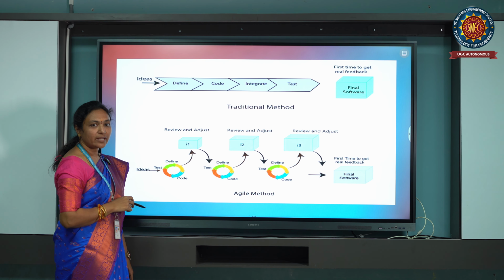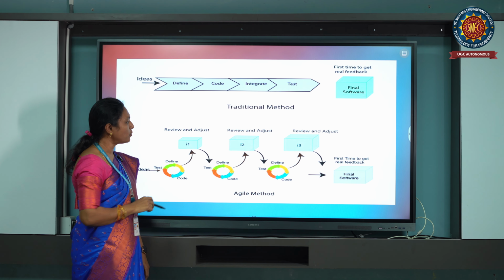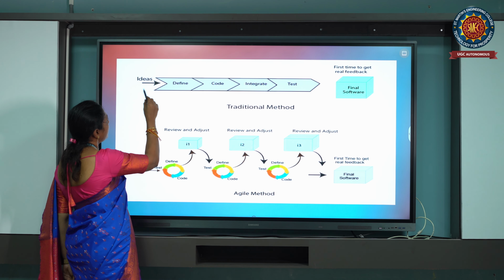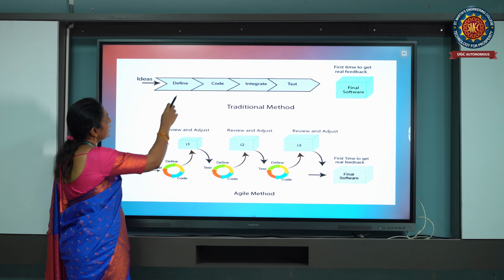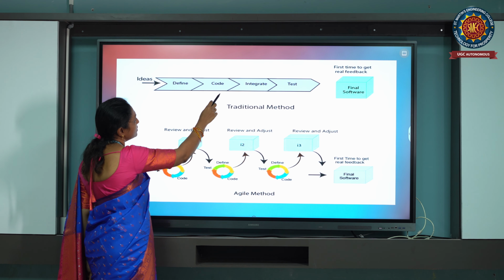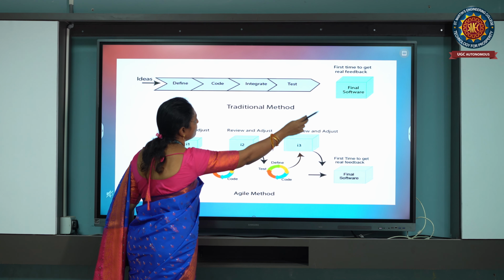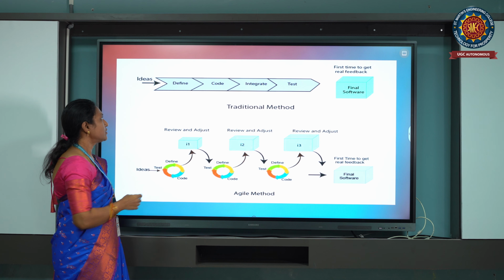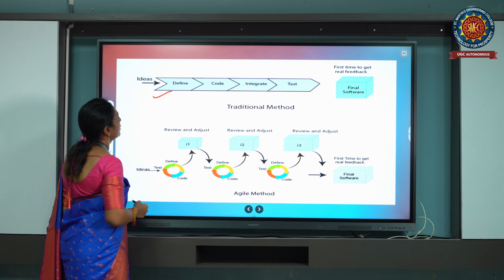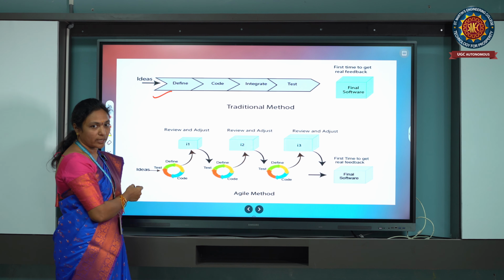This diagram shows a very clear explanation of the traditional waterfall model and the agile model. Here you see that the ideas the client gives are defined or planned first. After that, the code is made, then it is integrated, then tested. After that, the final software product is delivered. So this is the traditional waterfall model.